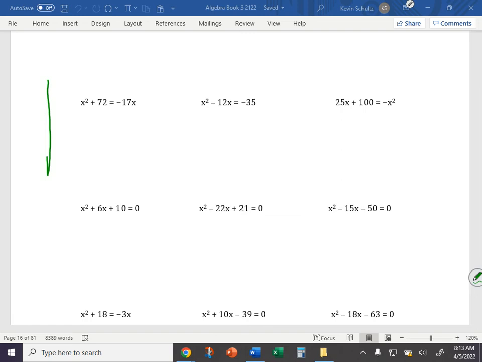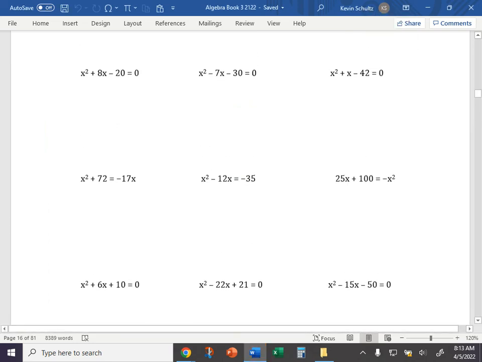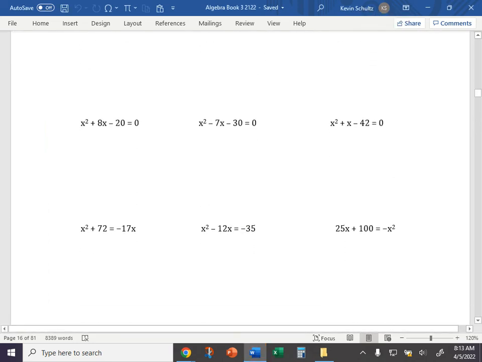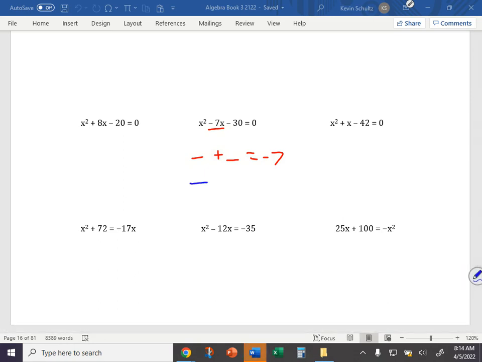What's our first step here before we start to look for possible combos? Alex? Have to move that negative 35 over. Okay. Read the one that you want to talk about. X squared minus 7x minus 30. So we are looking at numbers that add to make negative 7, and those same numbers multiply to make negative 30. Possible.